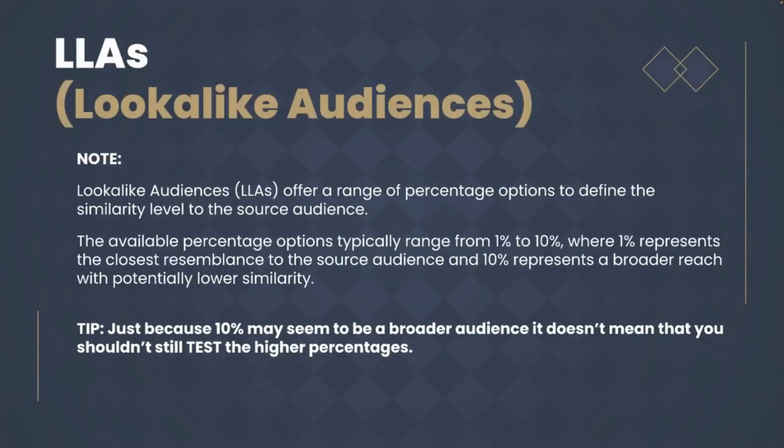So please note, lookalike audiences offer a range of percentage options to define a similarity level to the source audience. The available percentage options usually range from 1 to 10%, where 1% represents the closest resemblance to the source audience and 10% represents a broader reach with potentially lower similarity. I wouldn't say that 10%, even though it's a bigger audience and has less resemblance, wouldn't work. Oftentimes we get 10% audiences working very well and even better than 1%. So I'd highly recommend you test it out.